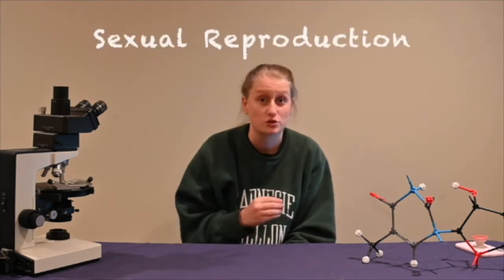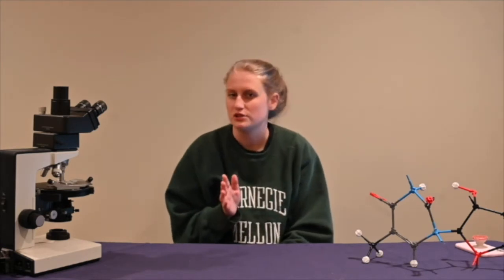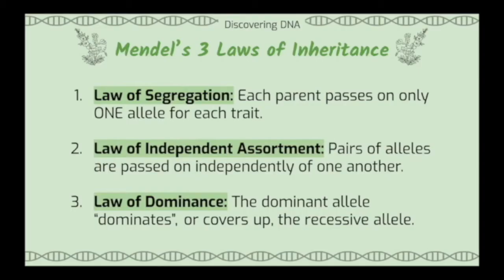It is important to note that this act of cross-pollination is an example of sexual reproduction. We'll talk more about sexual versus asexual reproduction a little bit later, but I just wanted to point it out. Through his years of research, Mendel was able to come up with 3 fundamental laws of inheritance. Inheritance is the process of children acquiring traits from their parents.